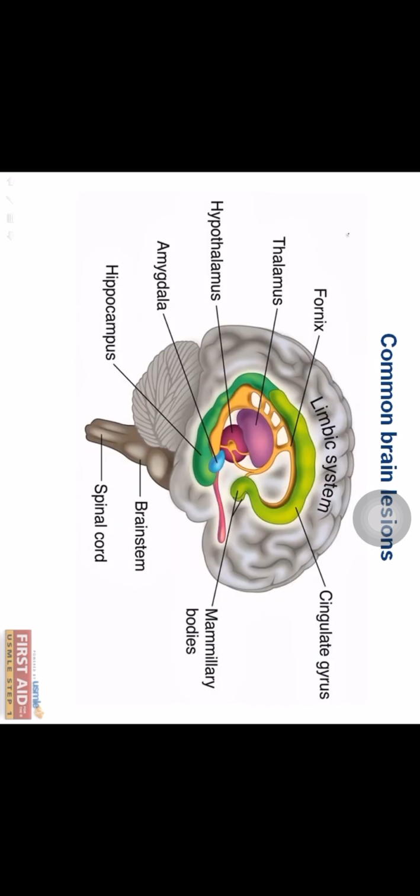The Wernicke-Korsakoff syndrome involves bilateral lesions of the mammillary bodies. This is commonly seen in patients who abuse alcohol. The Wernicke aspect consists of confusion, ophthalmoplegia, and ataxia. Now that's a classic triad that you should definitely be aware of.